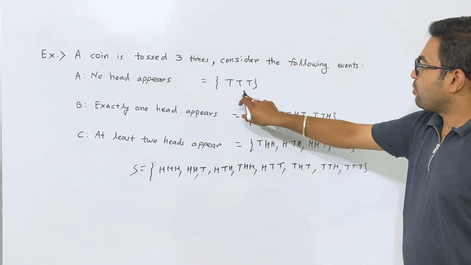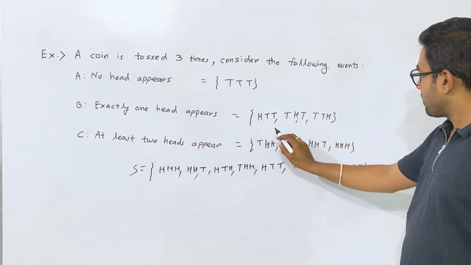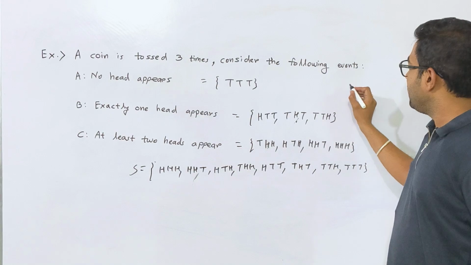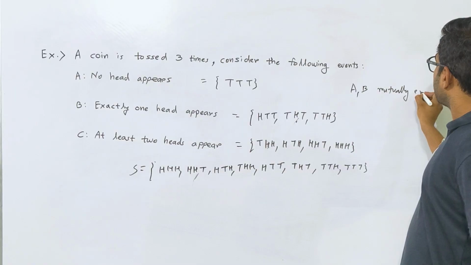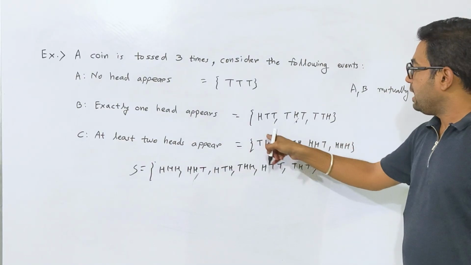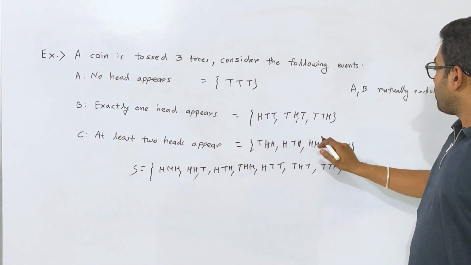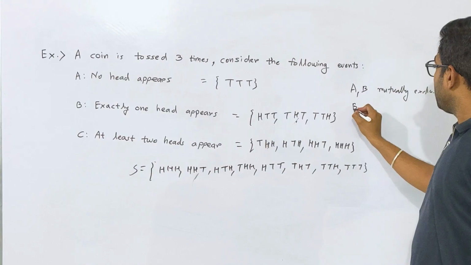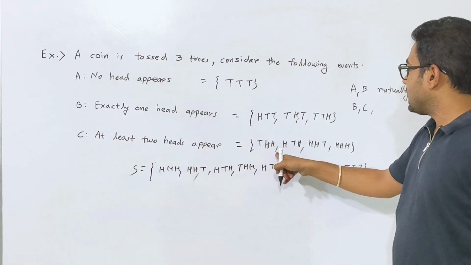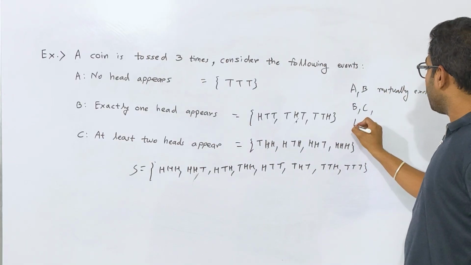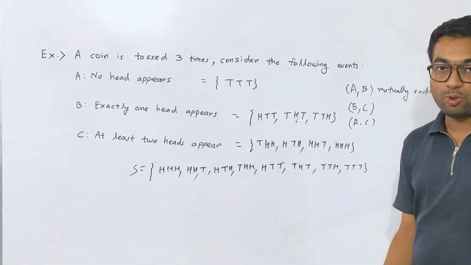Now see, are these 3 events mutually exclusive, or are these 3 events exhaustive? Let's see. For mutually exclusive, we look for common elements. Is there any common element in A and B? No. So A and B are mutually exclusive. Now B and C, is there any common element? No. So B and C are also mutually exclusive. Now A and C, is there any common element? No. So all the 3 pairs are mutually exclusive.